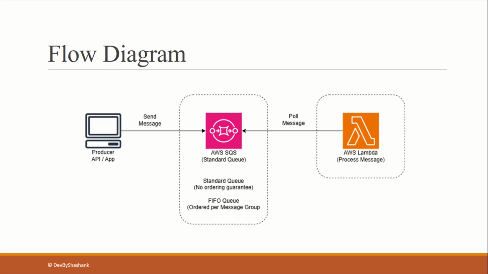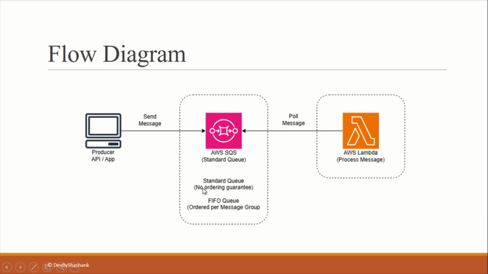Whether you use a standard queue or FIFO queue, the overall flow is exactly the same. A producer sends the message to SQS and a consumer like Lambda pulls the message from the queue. So the difference between standard and FIFO SQS is not in the architecture. The difference is inside the SQS, in how they deliver the messages.